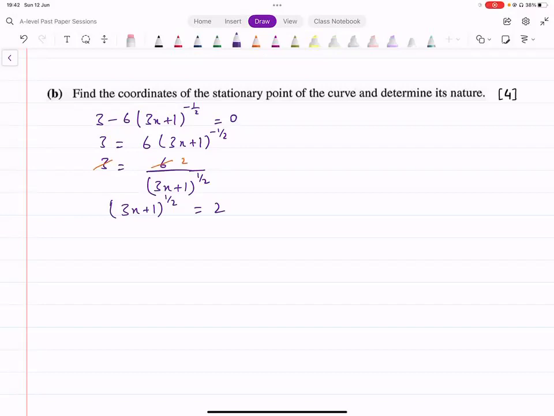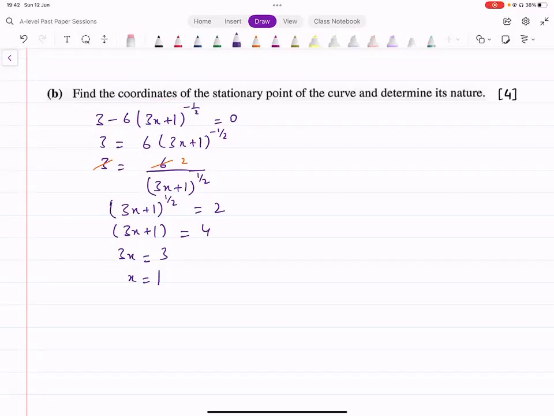Okay, now since we have got 1 over 2 power, we can just square both sides to get rid of that power. That's going to give us 3x plus 1 equals 2 squared, which is 4. And then we have 3x equals 3 and x equals 1. So we've got the value of x here. That's 1. It says coordinates of the stationary point. That means you also need the y coordinate. So how do you find the y coordinate?